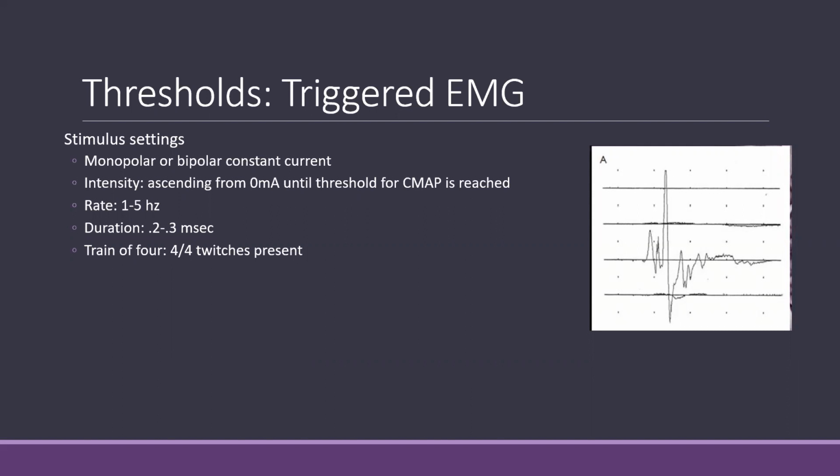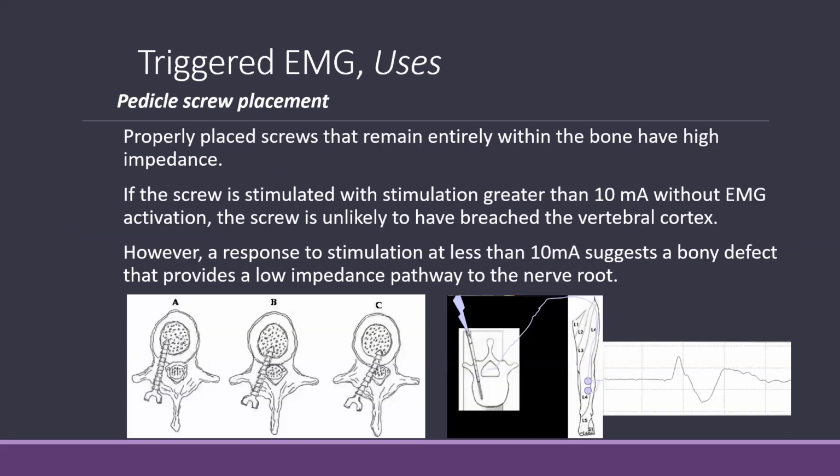And it's also very important that we make sure we have a train of 4 showing 4 out of 4 twitches. That's not always going to be the easiest case in the OR, as a lot of us know. So there are some variances, but 4 out of 4 would be ideal.